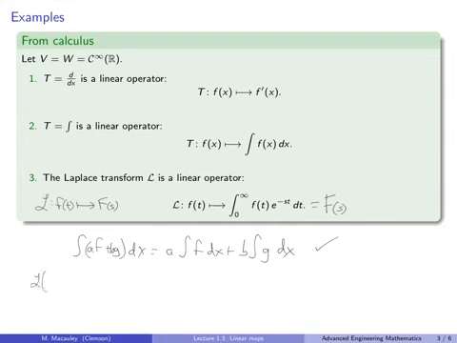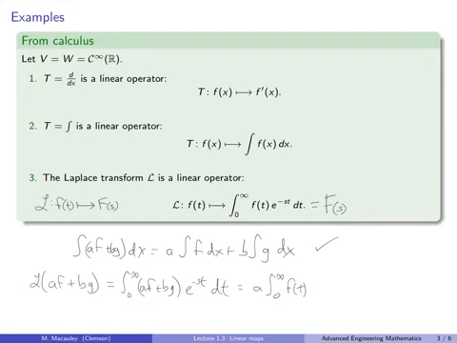The Laplace transform of a f plus b g, where this is a function of t, is the integral from 0 to infinity of a f plus b g times e to the minus st dt. And of course I can break this apart as a times the integral from 0 to infinity of f of t e to the minus st dt, plus b times the integral from 0 to infinity of g of t e to the minus st dt.